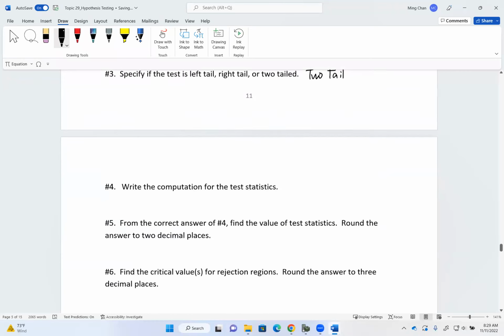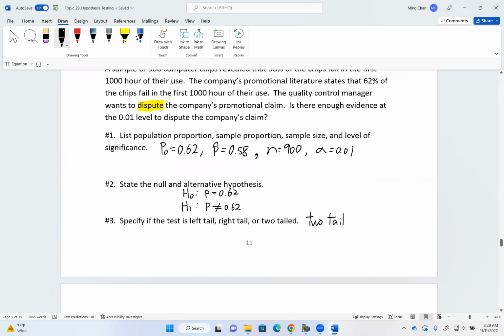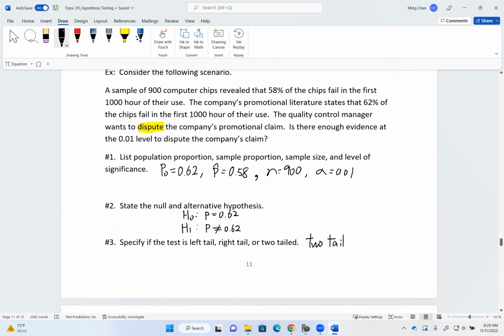let me come down here. We know P sub null is 0.62. So Q sub null, right? The population proportion P is 0.62. So the percent of chips that did not fail in the first 1,000 hours of use has got to be 0.38. 38% did not fail.